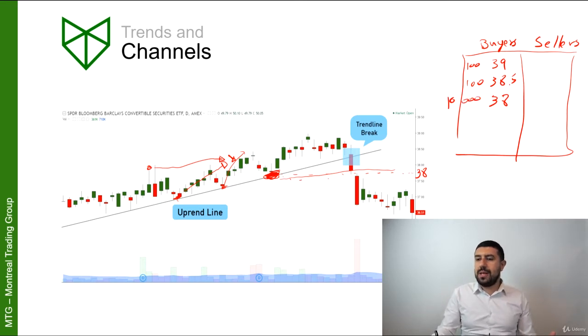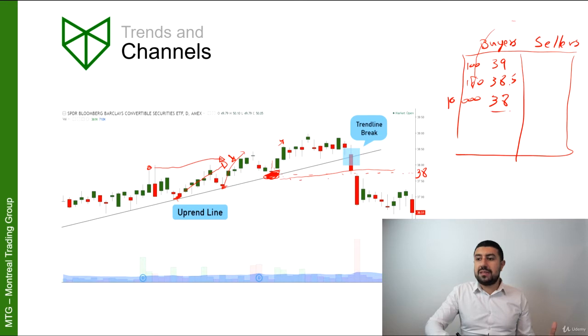Now, because there are so many buyers there, when sellers come in and sell, they're going to have a hard time breaking this level. They're going to have a hard time selling 10,000 coins because that's so many buyers that the price is not going to go below 38 and it's going to bounce back off of it and then go back up when buyers come in to buy more aggressively.